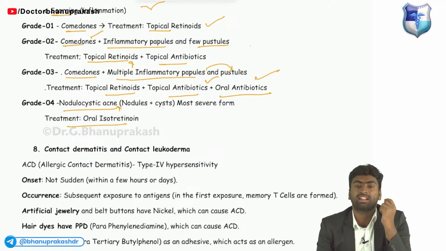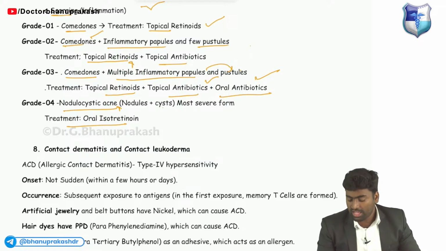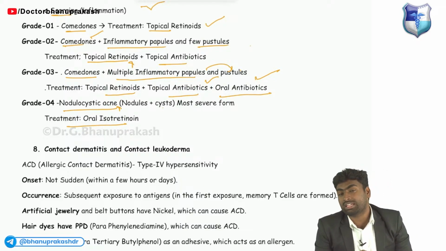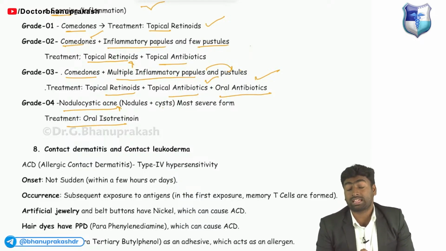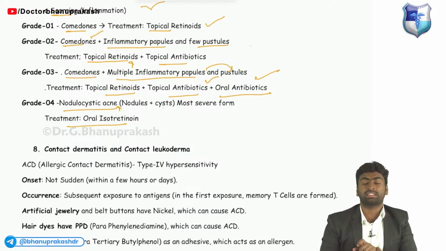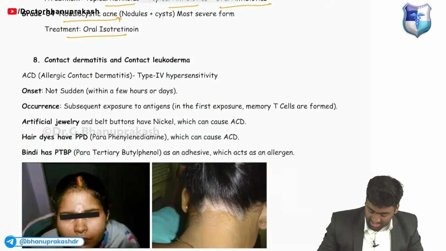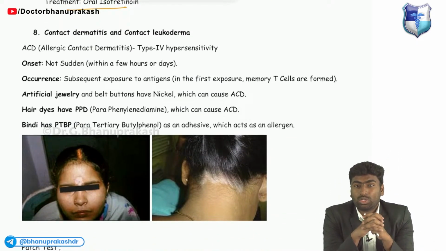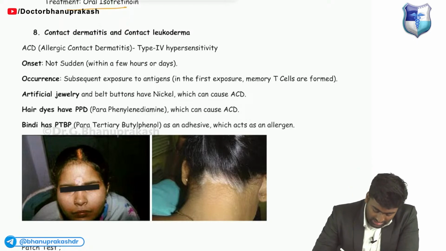dryness of the lips. Dryness of the lips will be caused by oral isotretinoin. And in pregnant females, this can even cause teratogenicity. This can even cause teratogenicity. Okay, fine. And next is the part known as contact leukoderma and contact dermatitis.